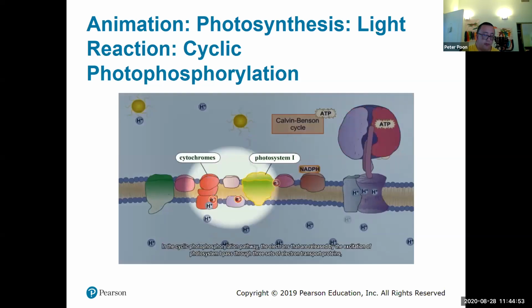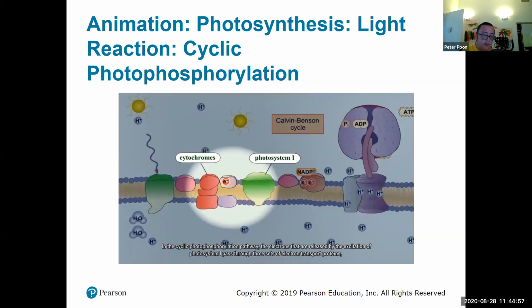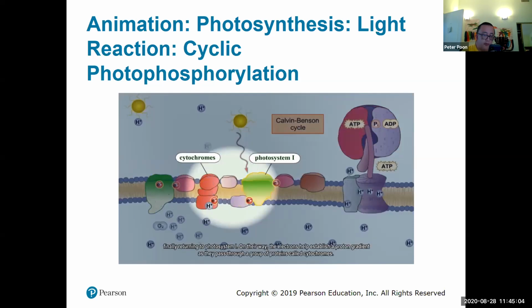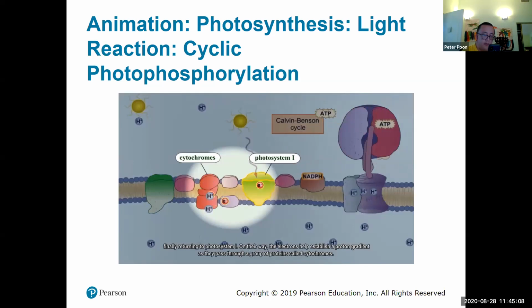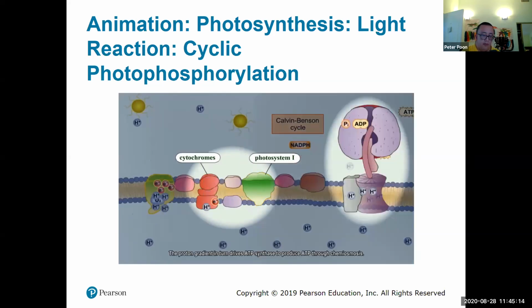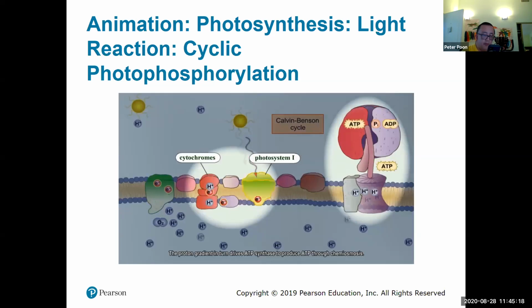In the cyclic photophosphorylation pathway, the electrons that are released by the excitation of photosystem 1 pass through 3 sets of electron transport proteins, finally returning to photosystem 1. On their way, the electrons help establish a proton gradient as they pass through a group of proteins called cytochromes. The proton gradient in turn drives ATP synthase to produce ATP through chemiosmosis.